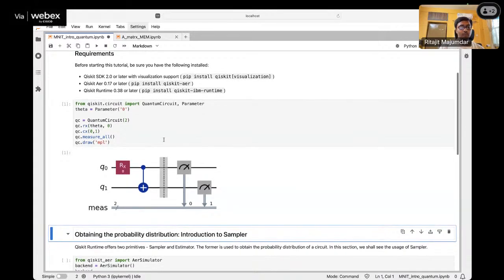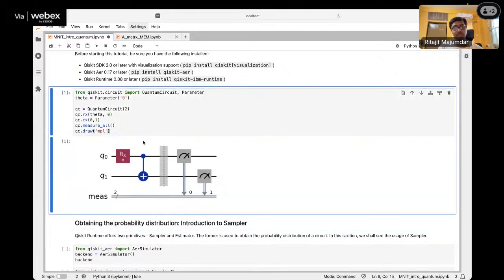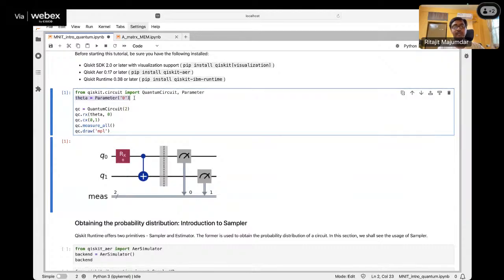Now see, what are the properties of this quantum circuit? This is just a 2-qubit quantum circuit. It uses an Rx gate, which is a rotation around x-axis, and a CX gate. This is something that we will call a template circuit. Why so? Because see, the angle of rotation is not defined. I have just created a template that there is some angle of rotation, theta. We will put in the value later.